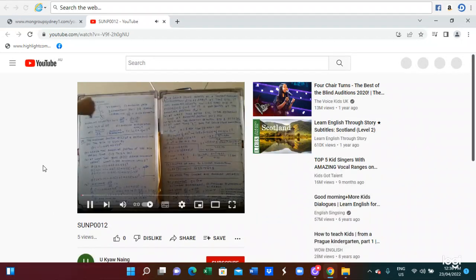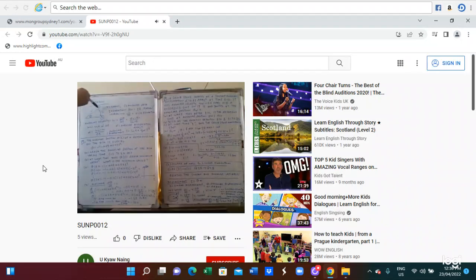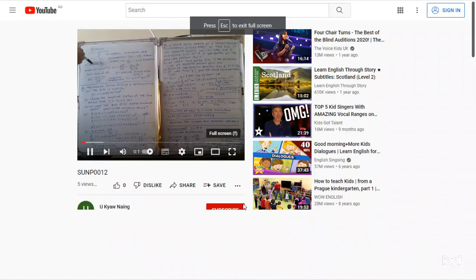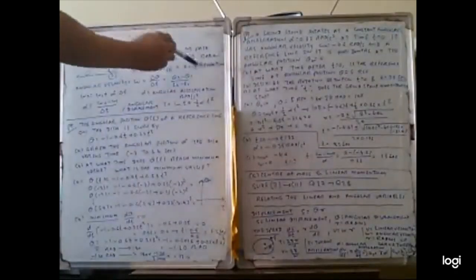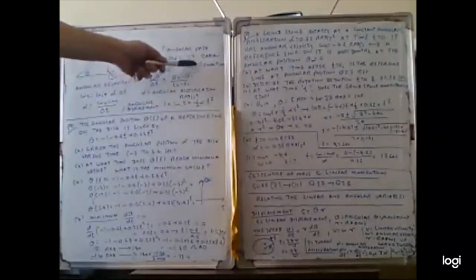Rotation. This is a diagonal rotation. This object moves from position 1 to position 2. So the radius of the rotation is r, the distance traveled is s, and the angle traveled is theta. So r is the radius and theta is the angular path. One revolution is 360 degrees, or 2 pi radians. So 1 radian is 1 divided by 2 pi revolution.